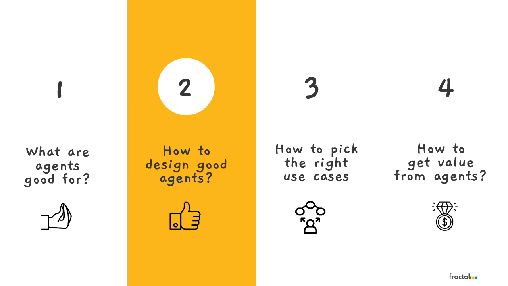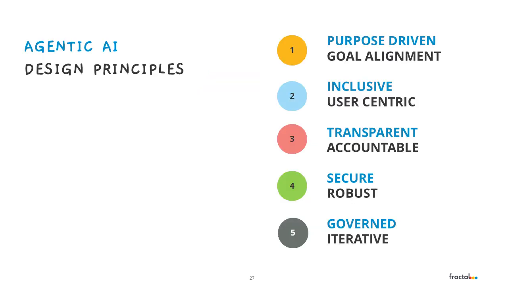Let's get into the question of how we design good agents. There are a lot of different principles. We've chosen these 5. Each of these is a composite principle in the sense that it's not unidimensional. These are multidimensional principles.